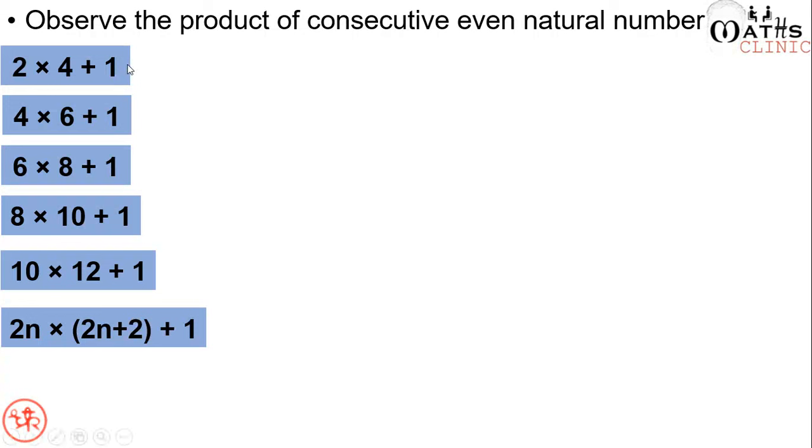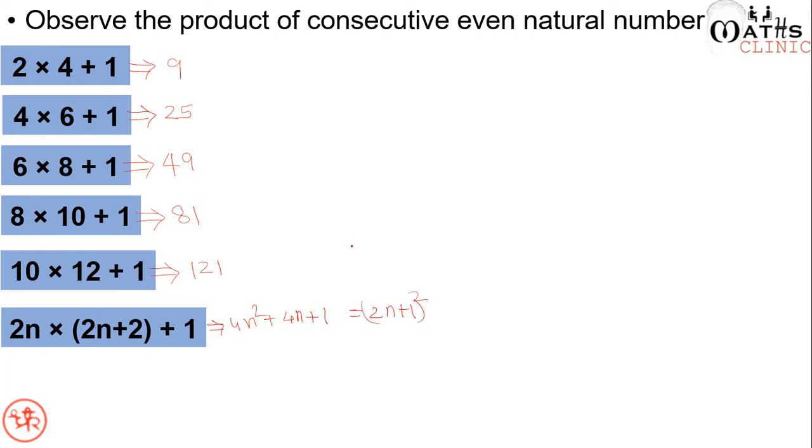Is that clear? Now look at here. 2 into 4 plus 1, kitna hoga? 8 plus 1, 9. This is 24 plus 1, 25. This is 48 plus 1, 49. This is 80 plus 1, 81. This is what? 10 into 12, 120 plus 1, 121. And this is how much? It is equal to 4n square plus 4n plus 1. Okay. And this is the square of 2n plus 1.